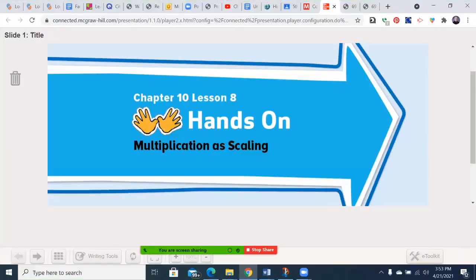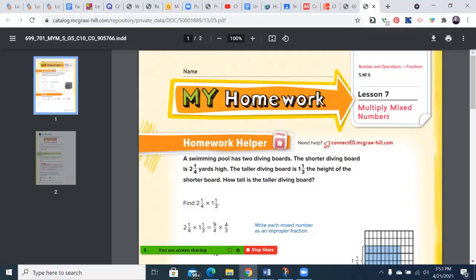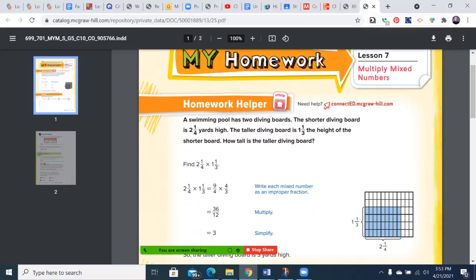Today's lesson, Chapter 10, Lesson 8, Multiplication as Scaling. Let us begin by looking at our previous session's answers, where we were multiplying by mixed numbers.